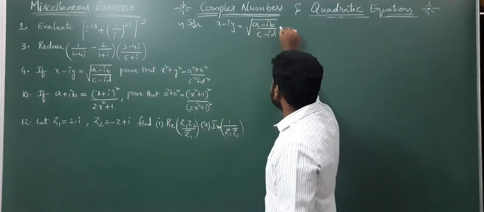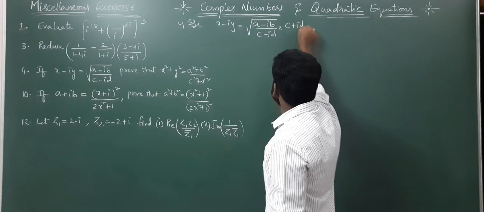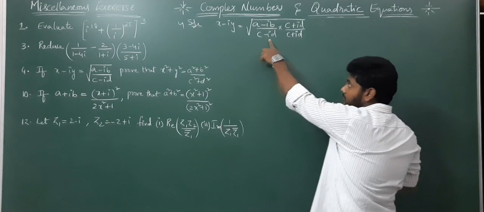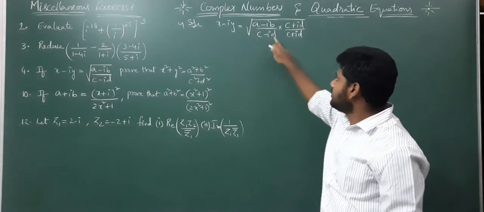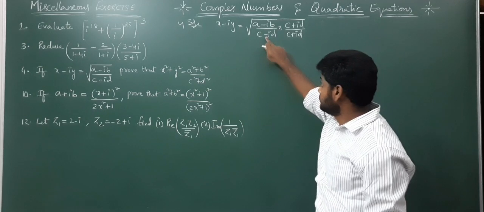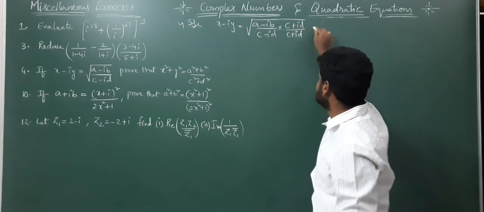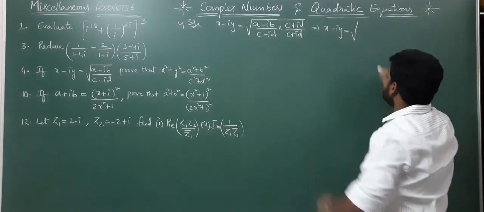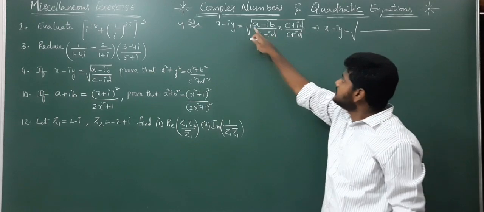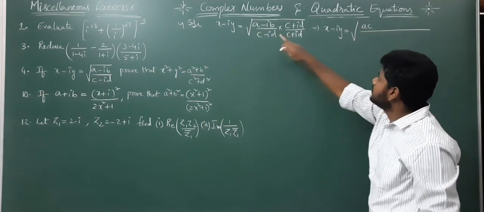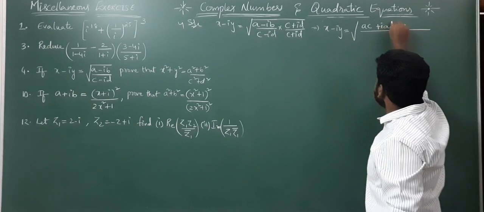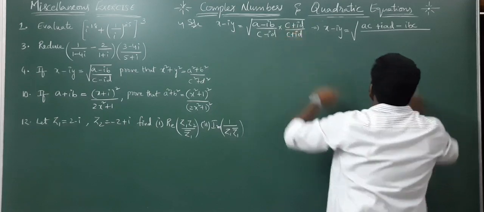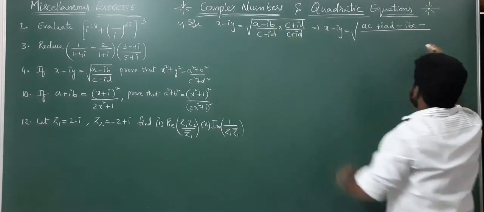To simplify this, first of all, you need to rationalize here: (c plus id) by (c plus id). Why? Because here in the denominator we have i. As I said, in the denominator i should not be there. Whenever i is there, we need to rationalize. Here c minus id means here c plus id. So it will be x minus ib into square root of, multiply those two. If you multiply, this is a into c, this is ac plus i into ad, next i into bc. Next, minus into plus, minus i into i square value minus 1.